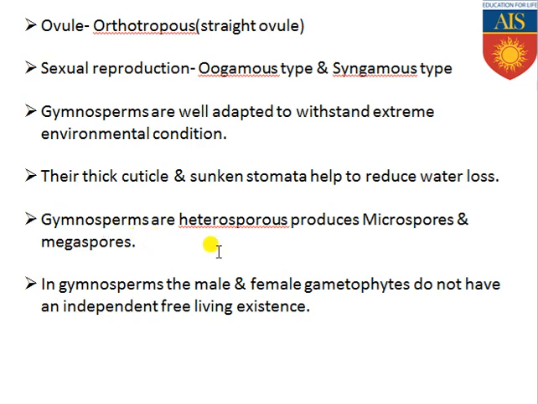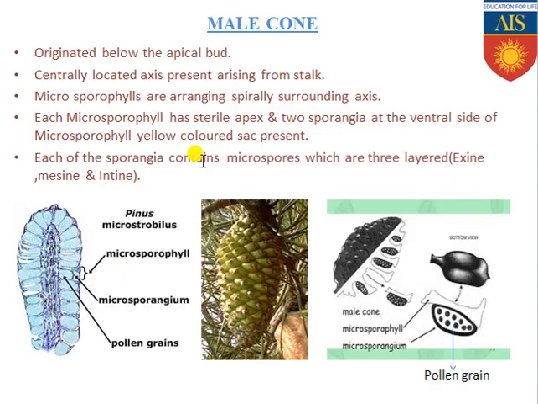Gymnosperms are exclusively heterosporous. There is no option of being homosporous like pteridophytes, and obviously then they have microspore and megaspore. In Gymnosperms, the male and female gametophytes do not have an independent free living existence. Independently they can't survive. They have to depend on each other for survival. So in these two slides we have discussed the basic features as well as special features of the Gymnosperm. Now we will discuss the male and female cone structure, which are only found in Gymnosperm, not in any other plant species.